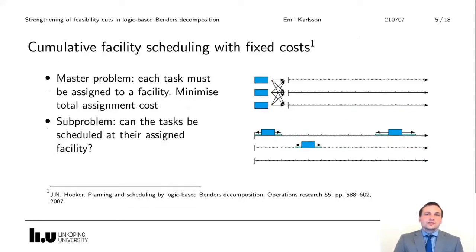The second problem is called cumulative facility scheduling with fixed costs. In this case, instead of having a single machine, we have a set of facilities and a set of tasks that must be performed on these facilities. So the master problem here becomes that each task must be assigned to a facility, and we want to minimize the total assignment costs. The subproblem then becomes, can the tasks be scheduled at their assigned facility? And we can have a separate subproblem per facility if we choose to.